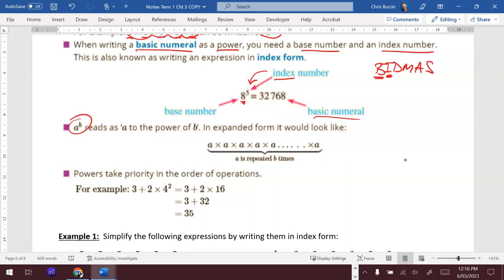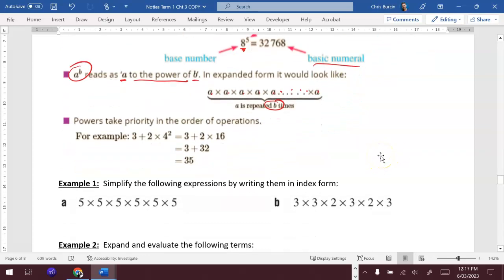And so when you read this out, something like this, we've used pronumerals just to fill in generically. A to the power of B. It reads the base number A to the power of the index number B. So in expanded form, this would look like A times A times A times A, as many as you have B. So if it was A to the power of 10, you would have 10 A's. A times A times A 10 times.